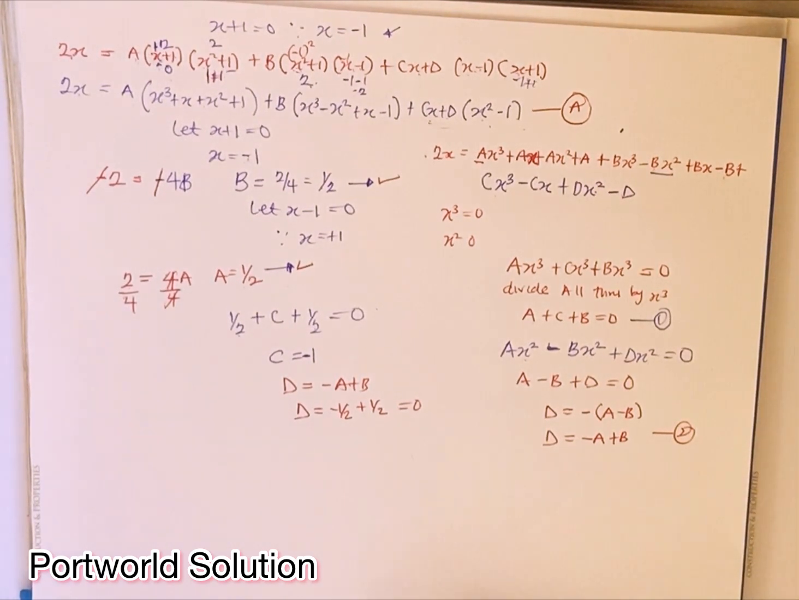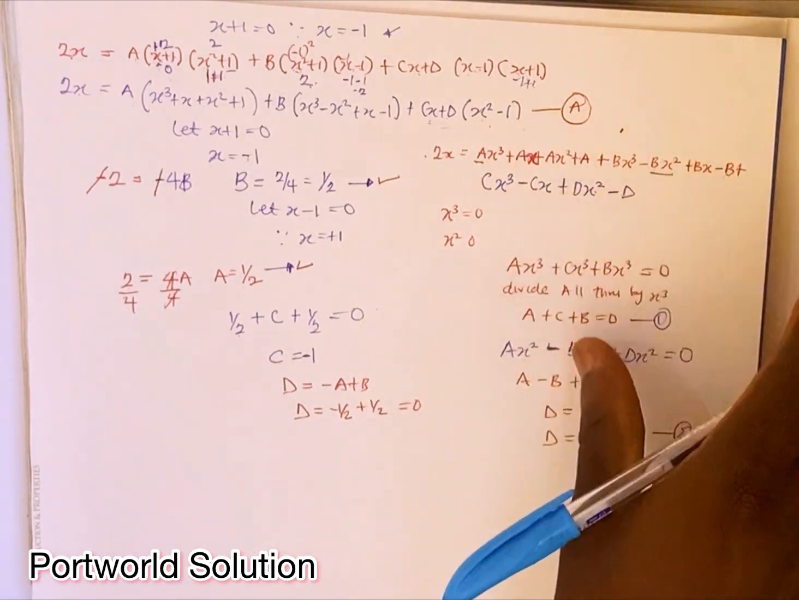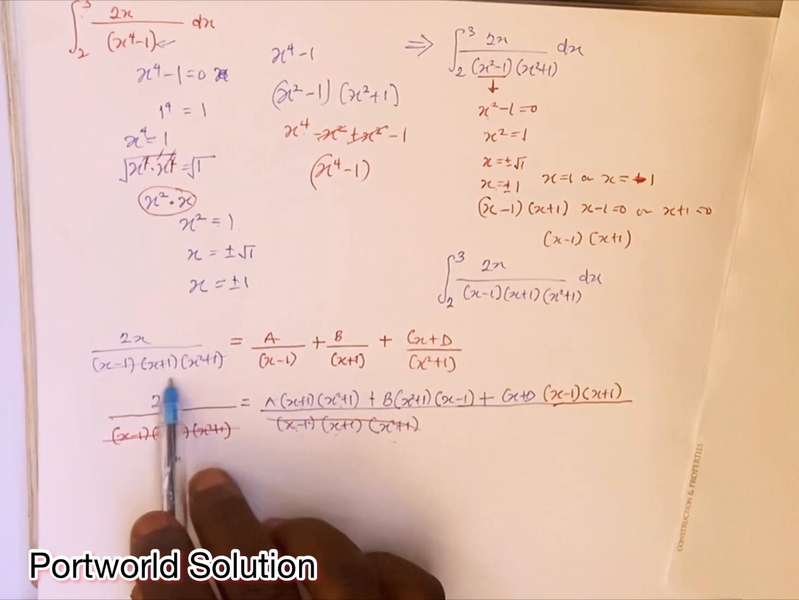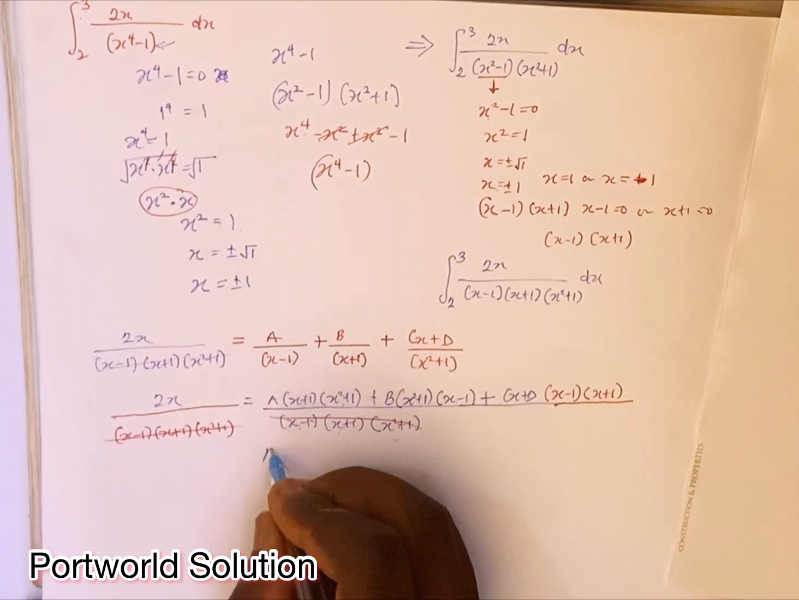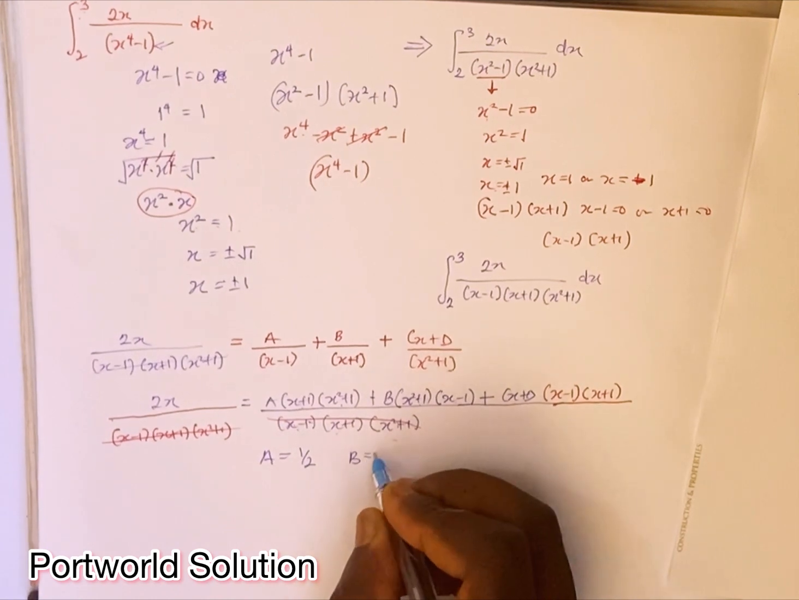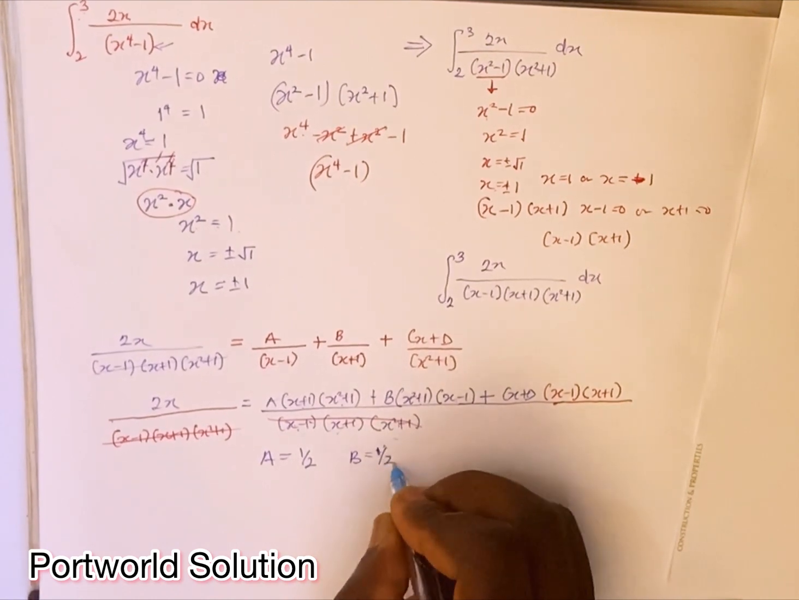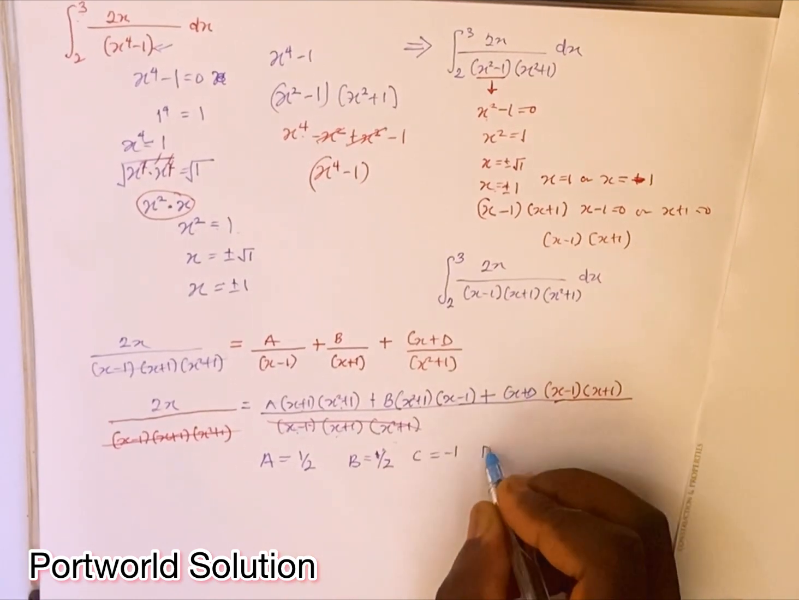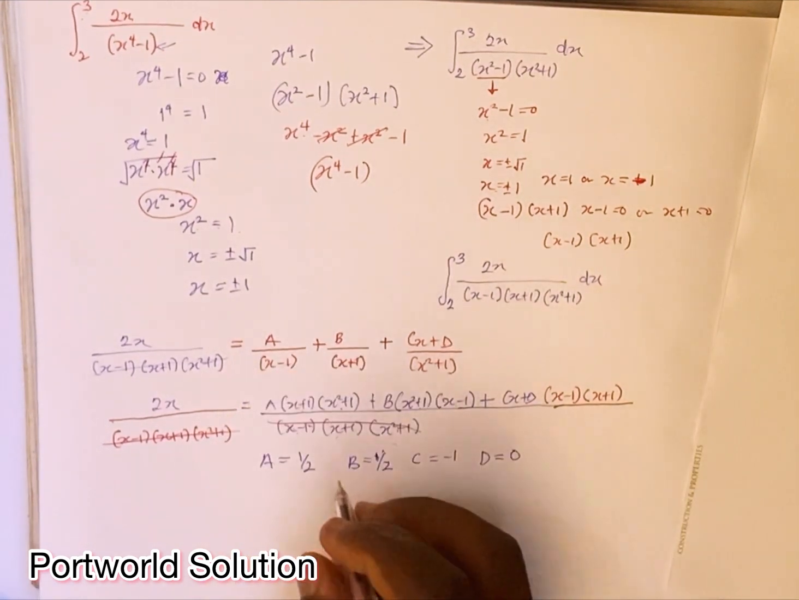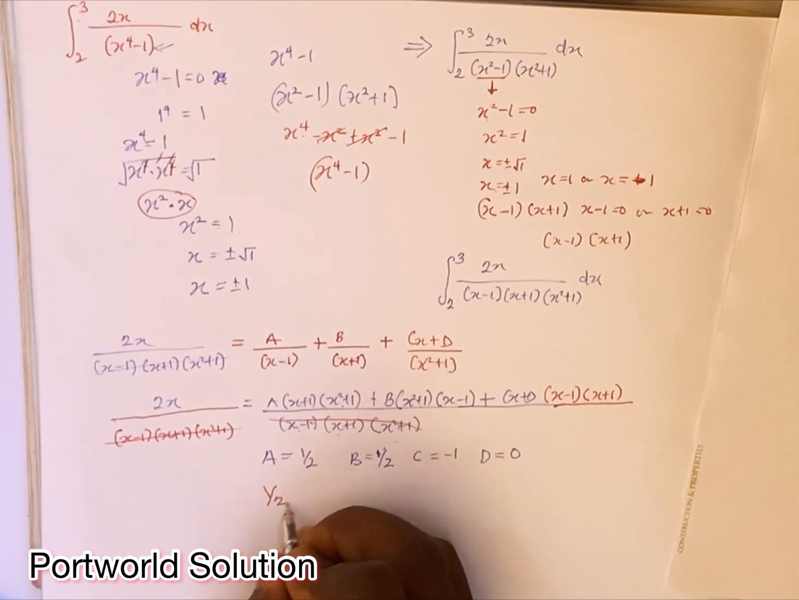So now let's go ahead and come back to this equation. Where is it? This is the equation, right? Here, my A in this case is actually 1 over 2. My B equals 1 over 2, right? Then my C equals minus 1. And my D is equal to 0, right?